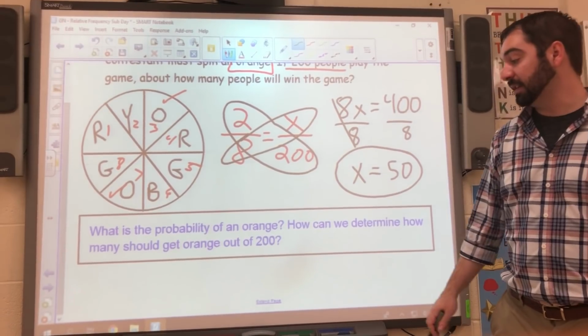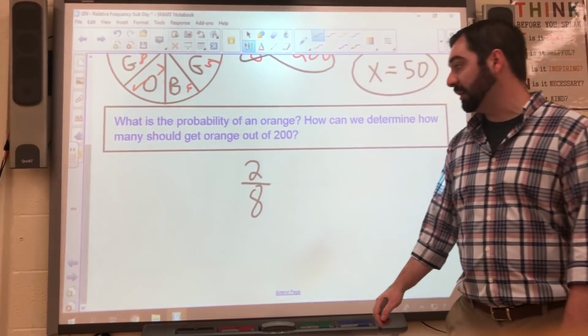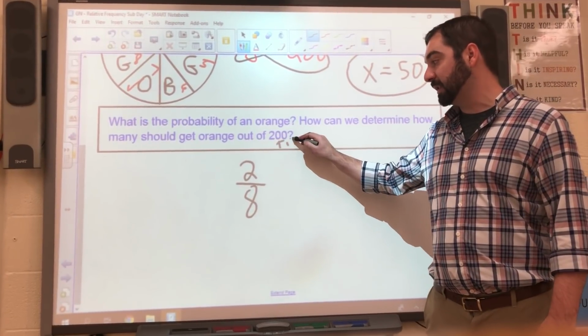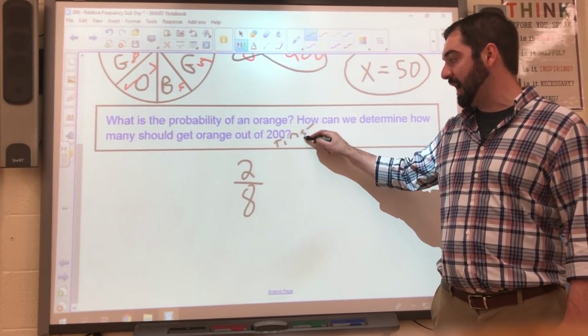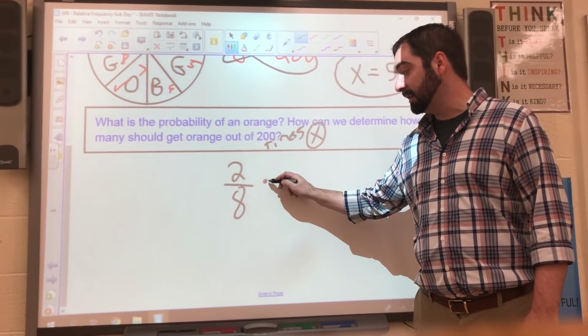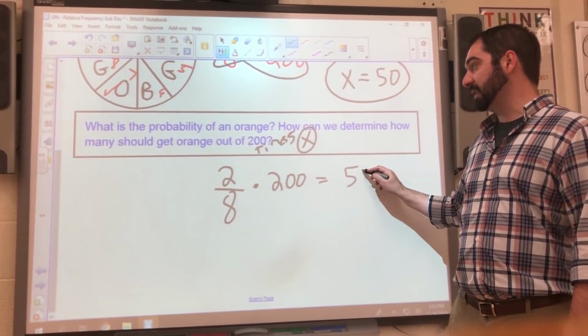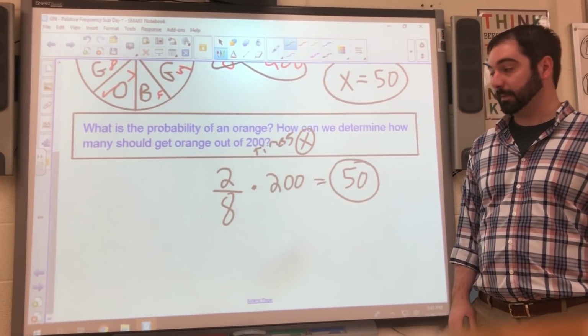The second way we could do this is still to find the probability of the event. But now they're asking us out of 200 times. And if we think about what that word times means, we know that means multiplication. So I could also take 2/8 in my calculator and multiply it by the number of new rolls, and we would find the same exact answer of 50.